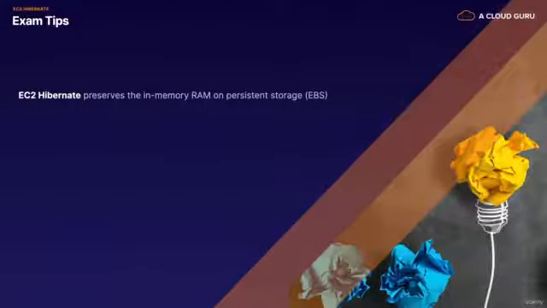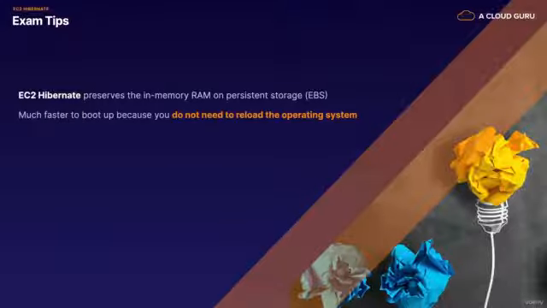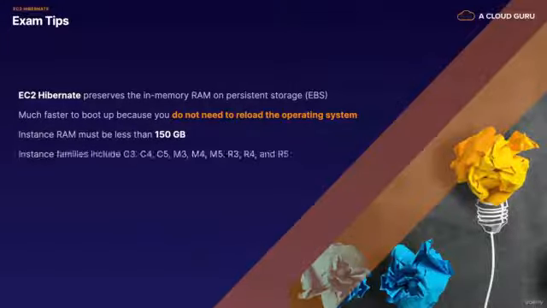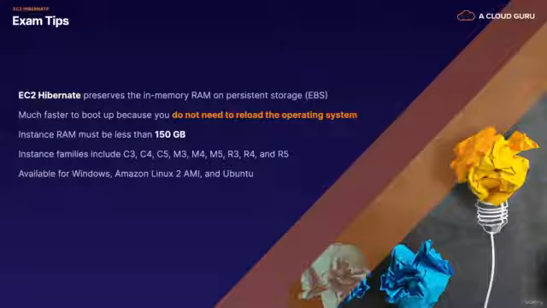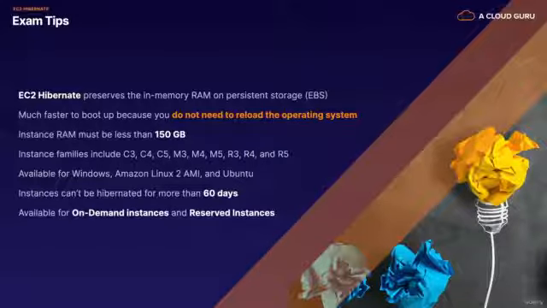Just remember that EC2 Hibernate preserves the in-memory RAM on persistent storage, so on EBS. It's much faster to boot up because you do not need to reload the operating system. Your instance RAM must be less than 150 gigs in size. Instance families can include C3s, C4s, C5s, M3s, M4s, M5s, R3s, R4s, R5s, as well as we just saw T2 Micro. So there's a whole bunch of different families that are included. It's available for Windows, Amazon Linux 2 AMIs, and Ubuntu, and instances can't be hibernated for more than 60 days. And just remember that it's available for on-demand instances as well as reserved instances.